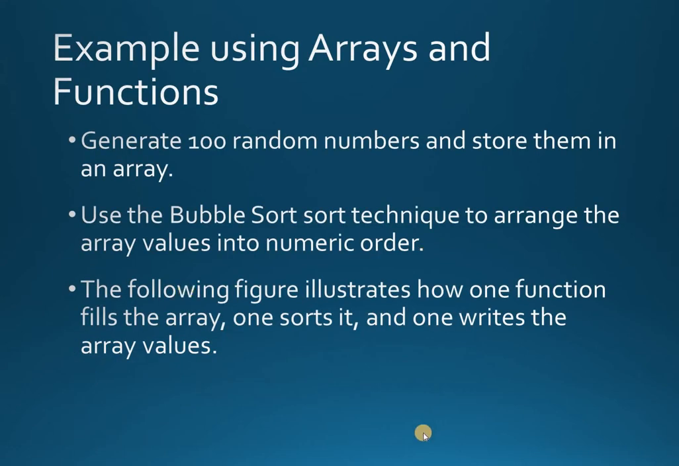Okay, so let's show an example using arrays and functions. We're going to write a program that generates 100 random numbers, and we're going to store them in an array. We're going to use the bubble sort technique to arrange the array in numeric order, to sort it. And the following figure indicates how that's going to happen.